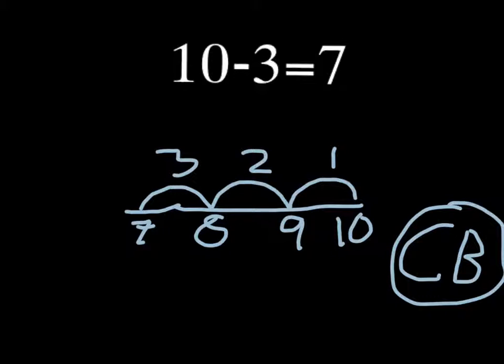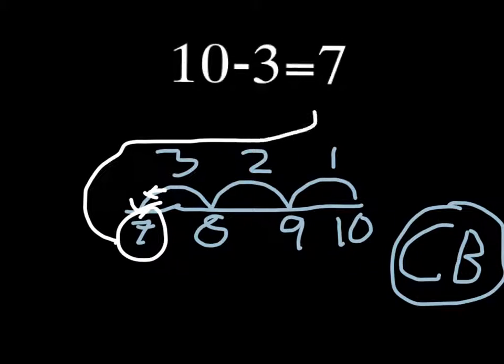Circle it right there. And then I'm going to draw this and a circle. So now that will equal the answer over here. So that is how I use the count back strategy.